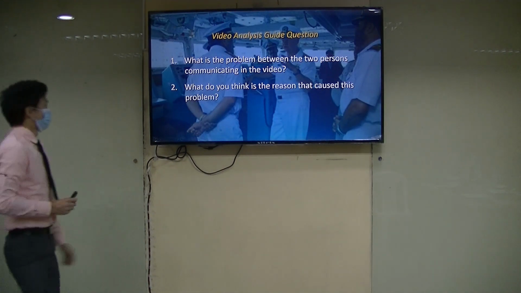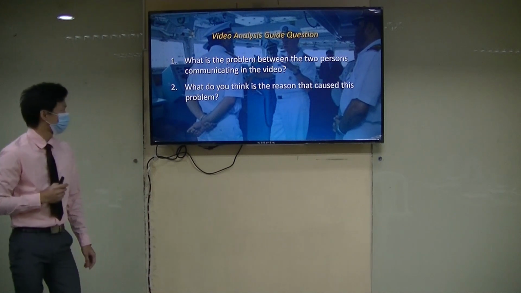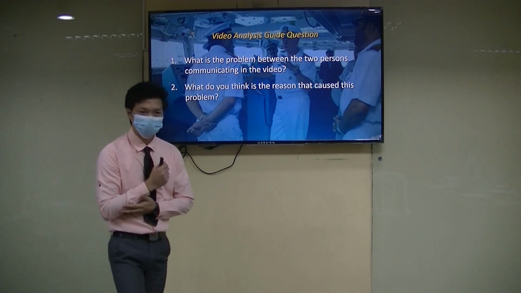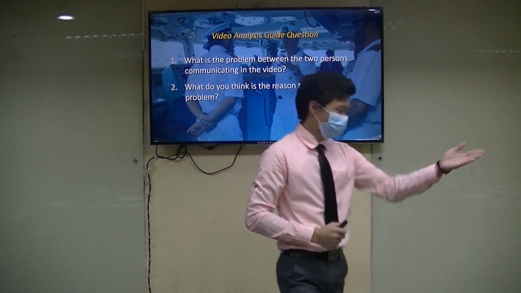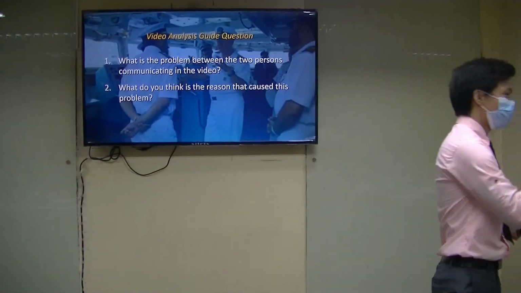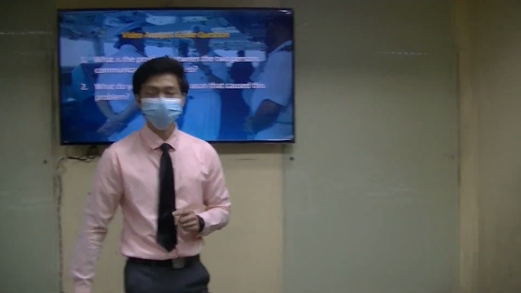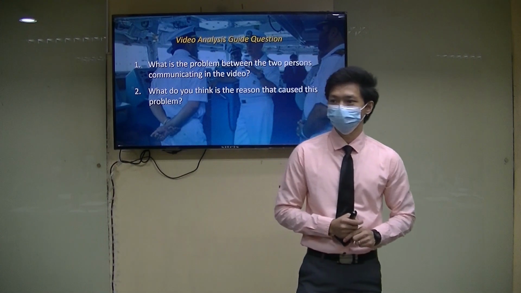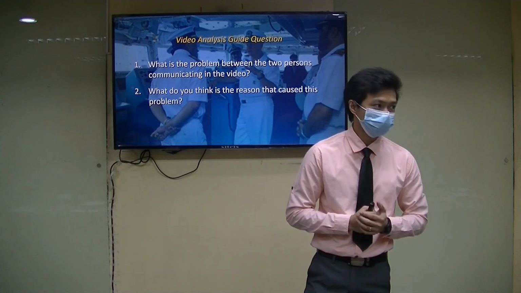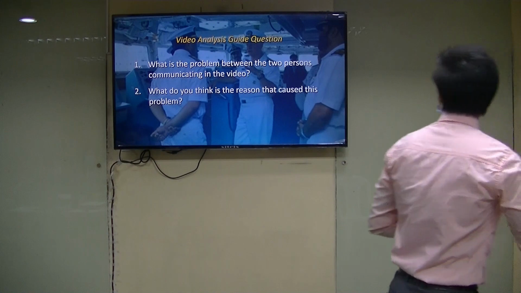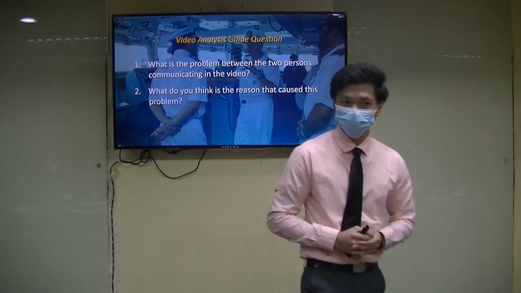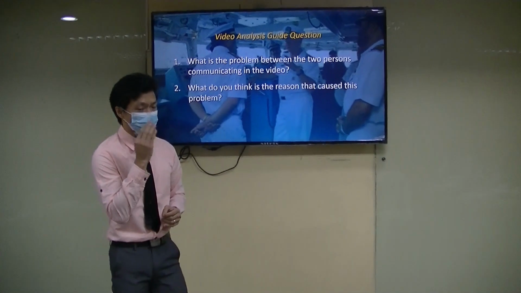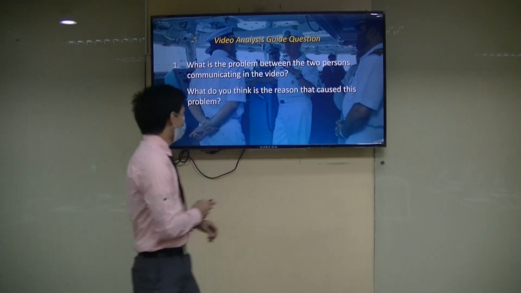Kind of funny. Now, let's go back to the question. What do you think is the problem between the two persons communicating in the video? Anybody? Yes, Ms. Julie. Miscommunication. Yes, that is correct. The problem there is miscommunication. But what do you think is the reason for that? It wasn't a clear question. Yes, that is correct. Because the first guy didn't clarify if the owner of the dog is the other guy.